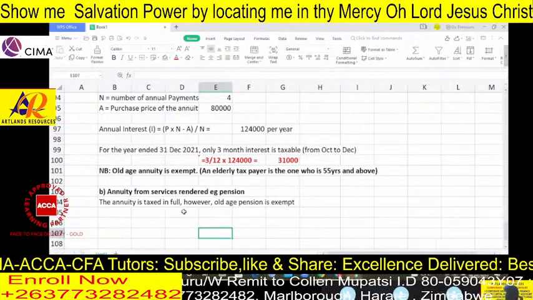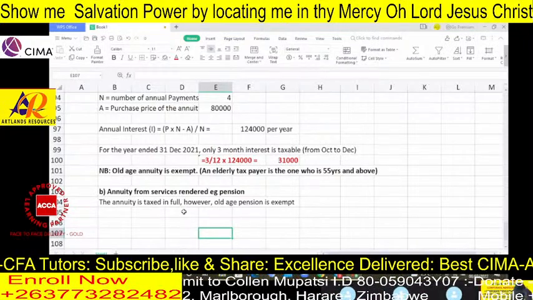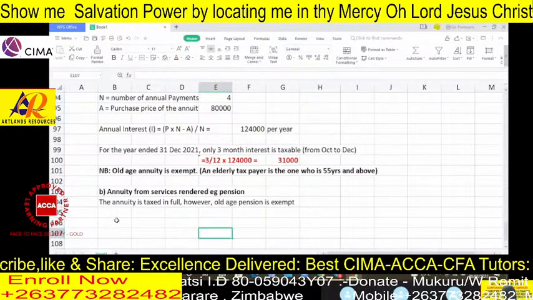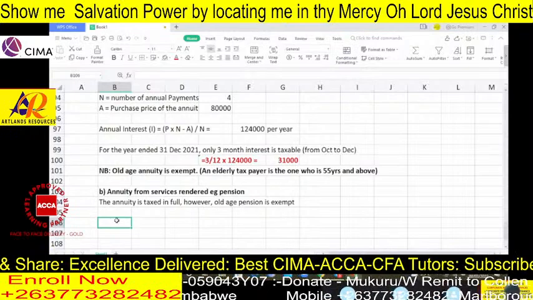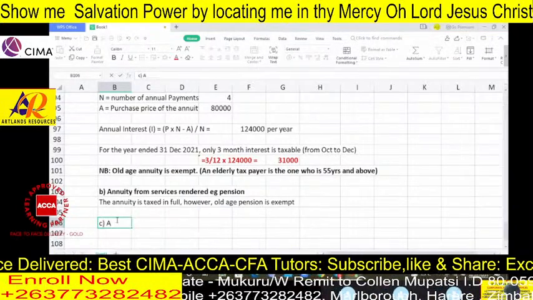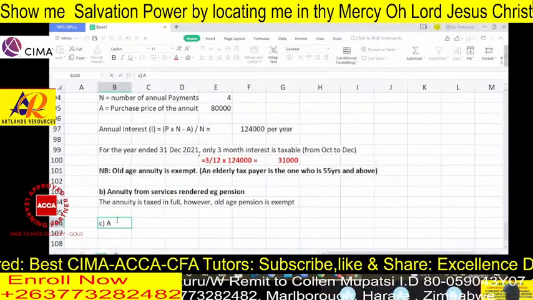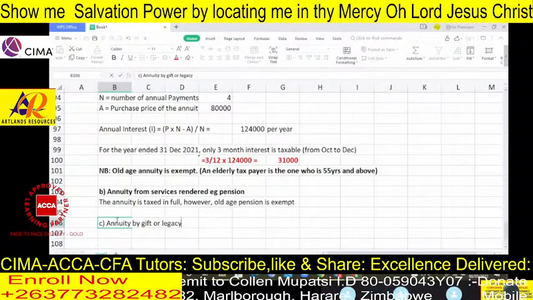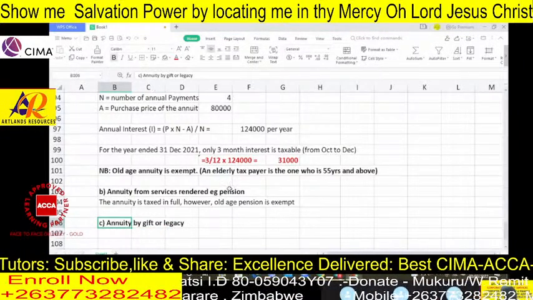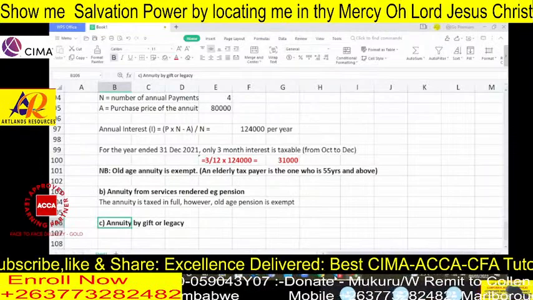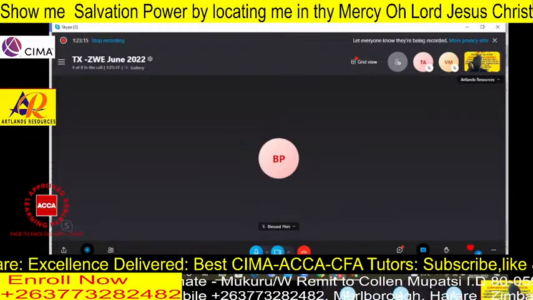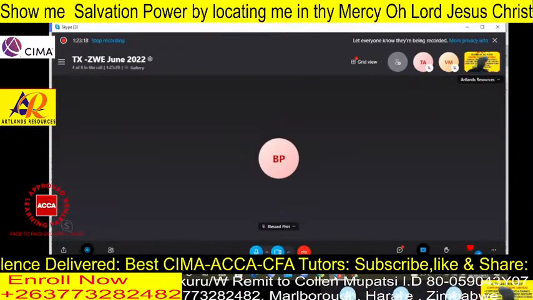So when we say, if you are an elderly person and you are getting a pension, you don't get taxed. And you now know elderly is simply 55 years and above for the purpose of interpreting tax. Then C, annuity by gift or legacy. Annuity by gift or legacy.